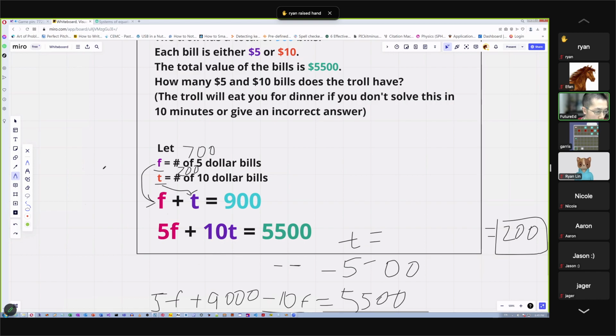Jason and Ryan, if you guys can let off in the chat, this is a classroom, okay? Garrus, can you help me along here, please? So F was 700, right? And T is 200. So what's 700 plus 200?